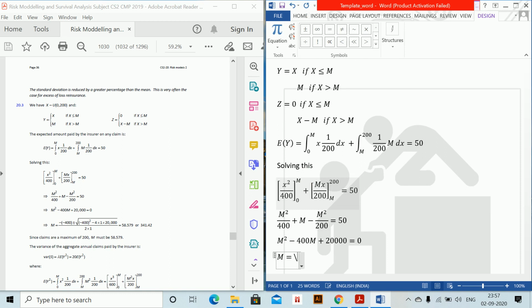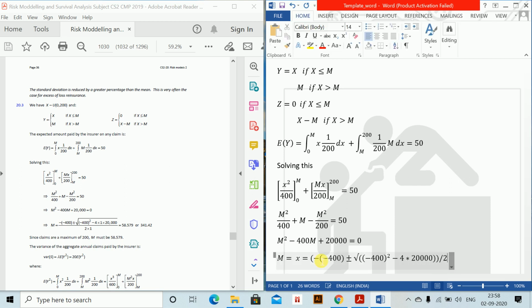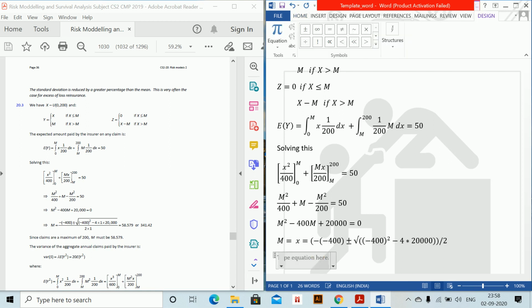You can see this is the Sridharacharya formula. What you can do is just write backslash quadratic, and the quadratic formula will appear. Now just replace the values. B is minus 400, so there will be a minus 400. Similarly here also, please just substitute the values so that it saves time. 4AC, so 4 into 20,000, and divided by 2. On solving this, we have the values 58.579 or 341.42.